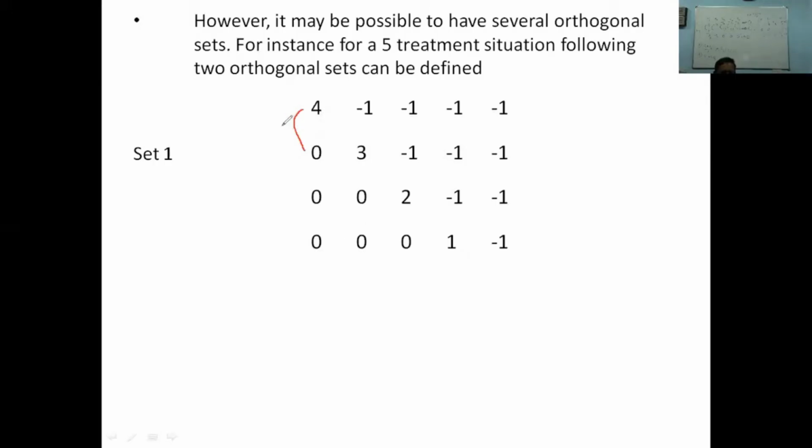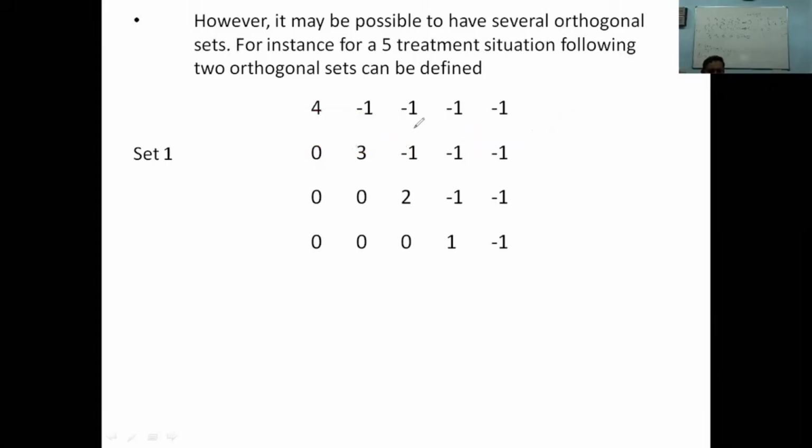4 times 0 is 0. Minus 1 times 3 is minus 3. Minus 1 times minus 1 is 1. Minus 1 times minus 1 is again 1. Minus 1 times minus 1 is again 1. So add all these values. What is the answer? If you add all these values, it will be equal to 0. Right. That is, you have how many treatments? 5 treatments. You have 4 contrasts. This is the first contrast, this is second, third, and this is fourth.